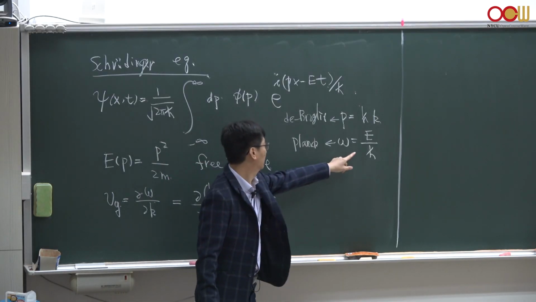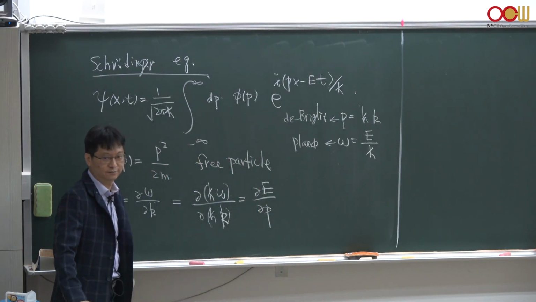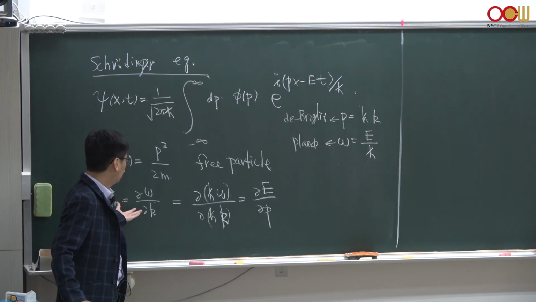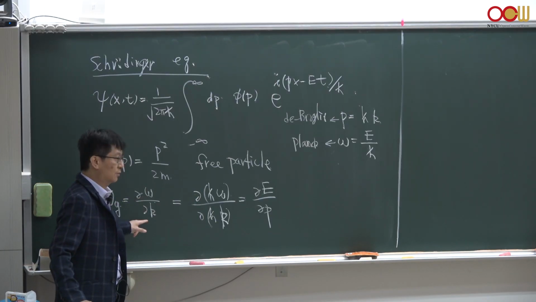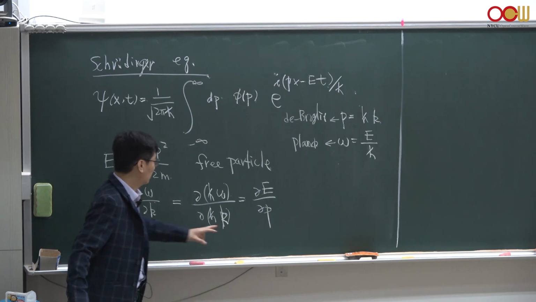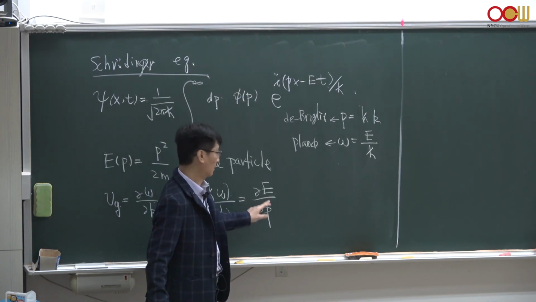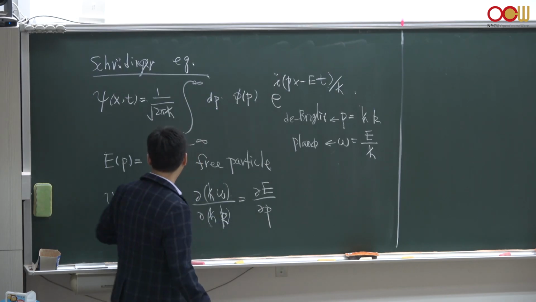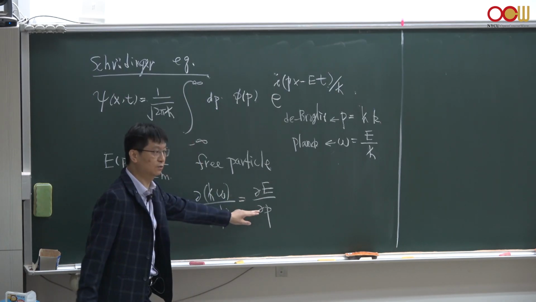ħω is the energy, capital E, right? And so this group velocity, as a derivative of ω with respect to k, is the same as the derivative of the energy with respect to momentum p, all right? Good. But what are capital E and capital P and their relation?